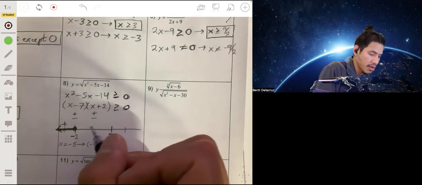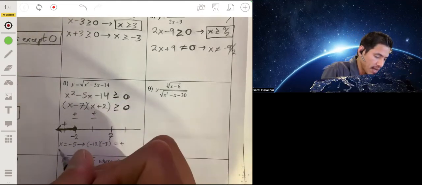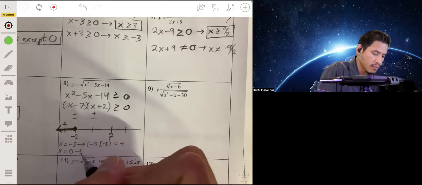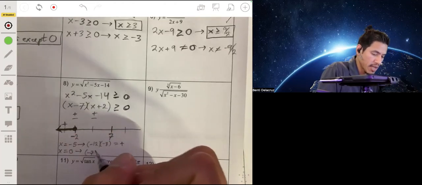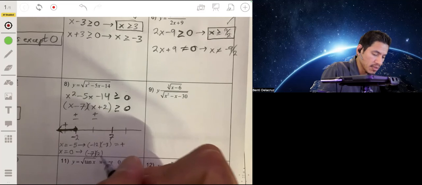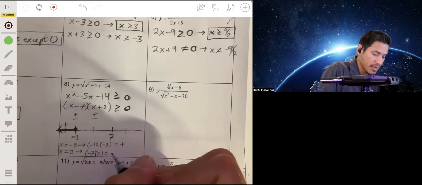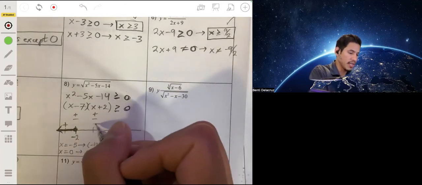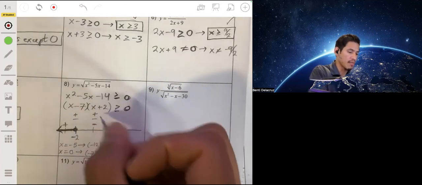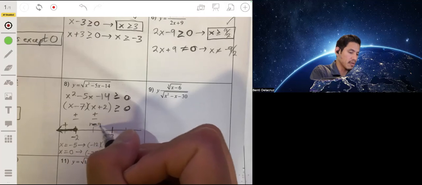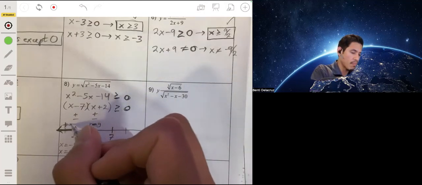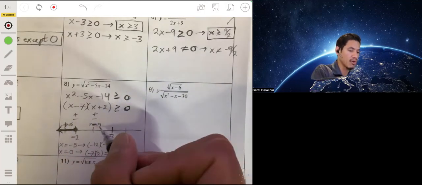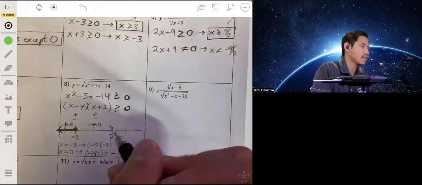Now we're going to check a number in here. Let's have x is 0 and see what happens. If we plug 0 in here, we would get negative 7 times 2, which is negative 14. We would get a negative number. So values in here will give you a negative value, and that's what we don't want. So this won't be part of our domain.